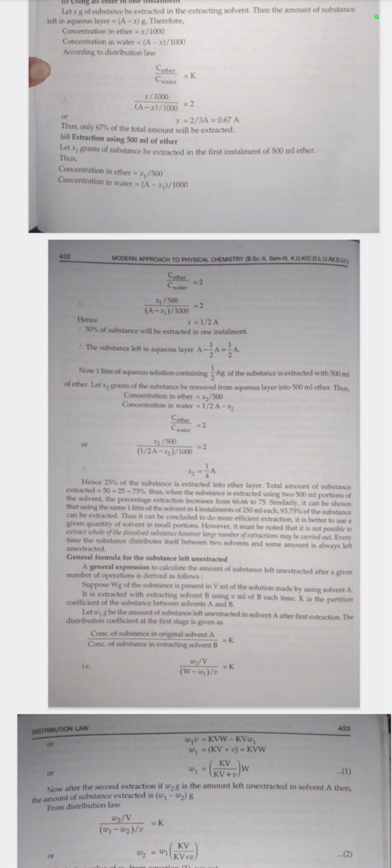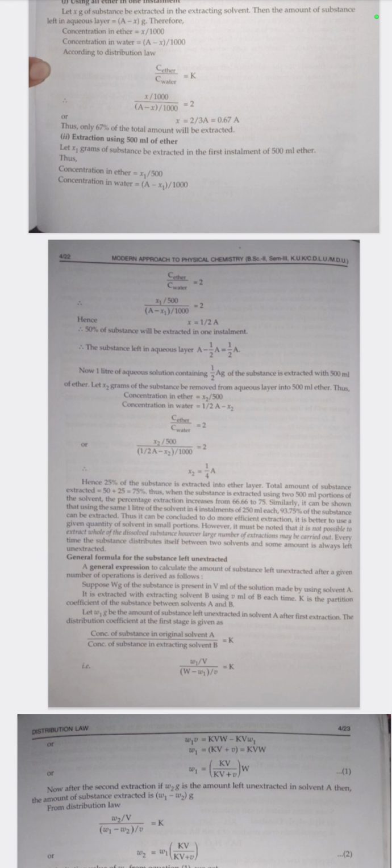General formula for the substance left unextracted. A general expression to calculate the amount of substance left unextracted after a given number of operations is derived as below. Suppose W g of the substance is present in V ml of solution made by using solvent A. It is extracted with extracting solvent B using V ml of B each time. K is the partition coefficient of the substance between solvents A and B. Let W1 g be the amount of substance left unextracted in solvent A after the first extraction. The distribution coefficient at the first stage is given by concentration of substance in original solvent A upon concentration of substance in extracting solvent B, which is equal to K.